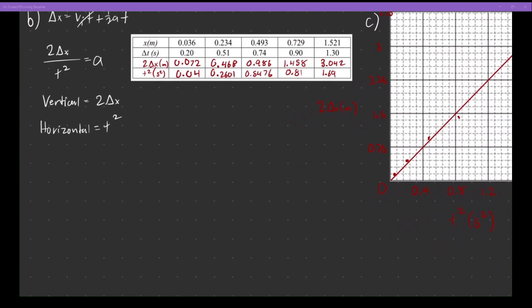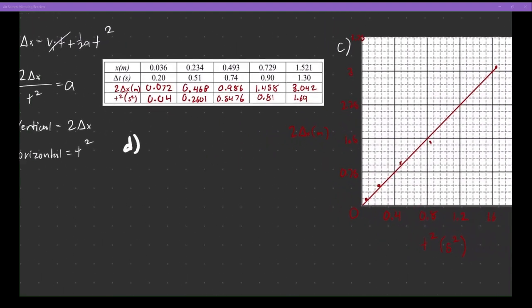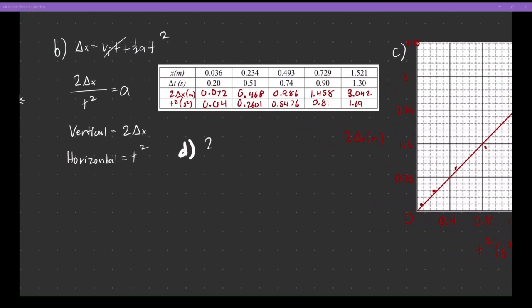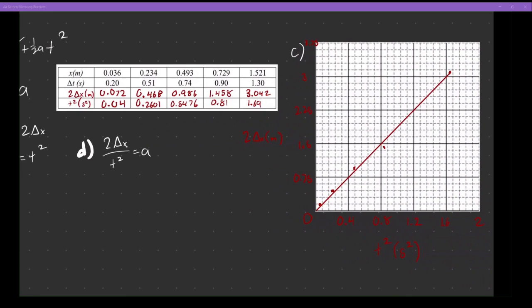Alright, moving on to part D. That's to find the acceleration using the line. So I can just do rise over run: 2 delta x over t squared equals a. I'm just gonna use the last point, it's probably easiest. So 3.042 divided by 1.69 gives me a is 1.8 meters per second squared. And it's positive because acceleration is a vector, so as a direction, I have to put a plus.